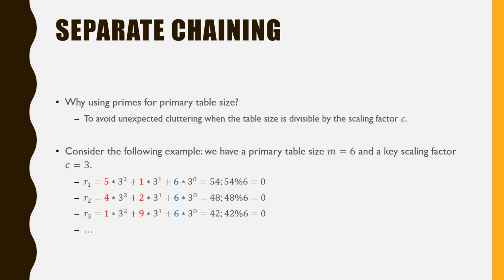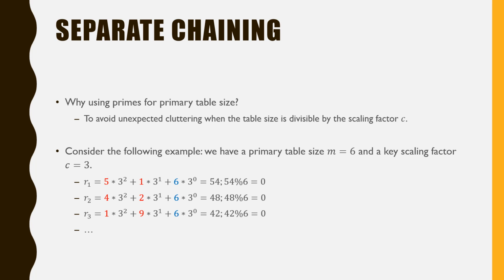Now, let's discuss why we recommend using prime numbers as the primary table size and the divisor for the modulo operation in the hash function. Consider the case where we have a scaling factor of 3 and a primary table size of 6. Note that 6 is divisible by 3. We can see that all the keys listed right here will have a hash value of 0.